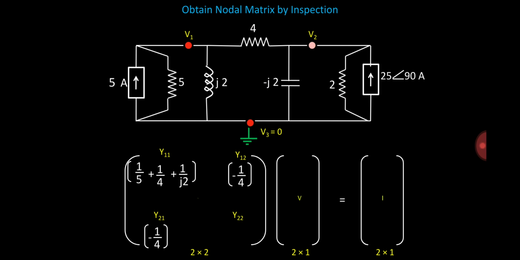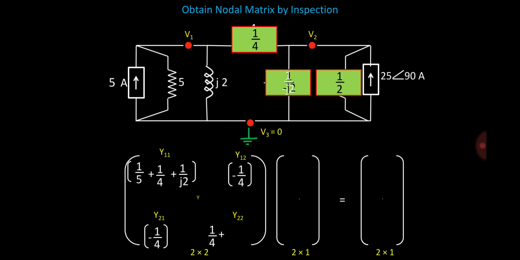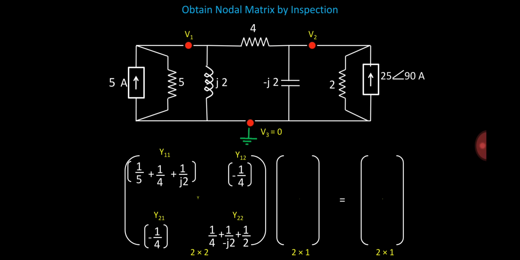So the summation of all these admittances is nothing but 1 by 4 plus 1 by minus j2 plus 1 by 2. Okay, so this is the final entry which we are having, y22. So we filled the admittance matrix by inspection.